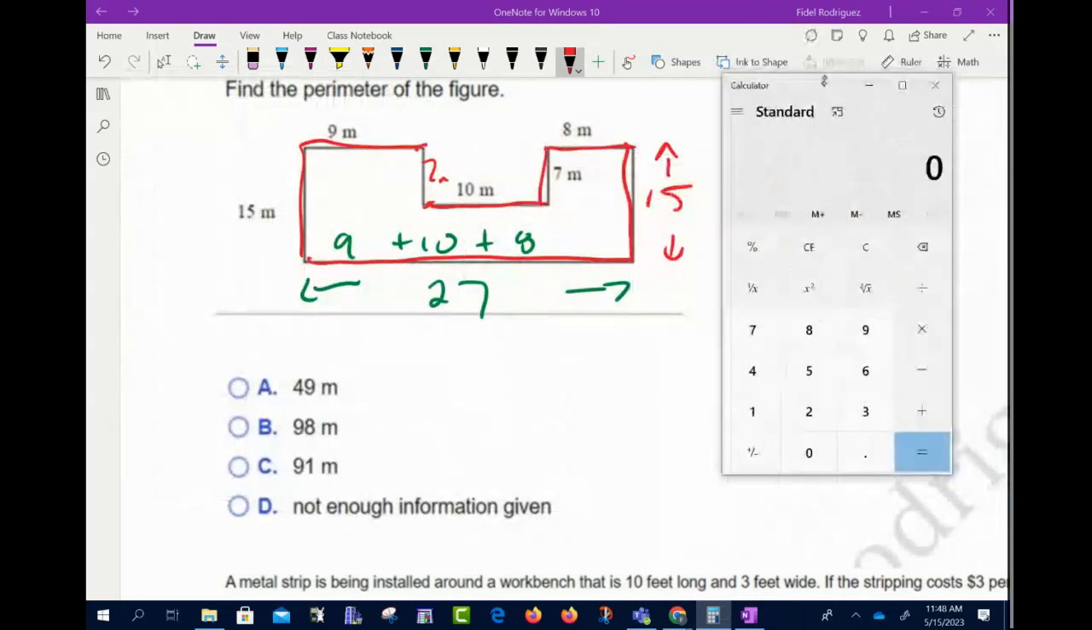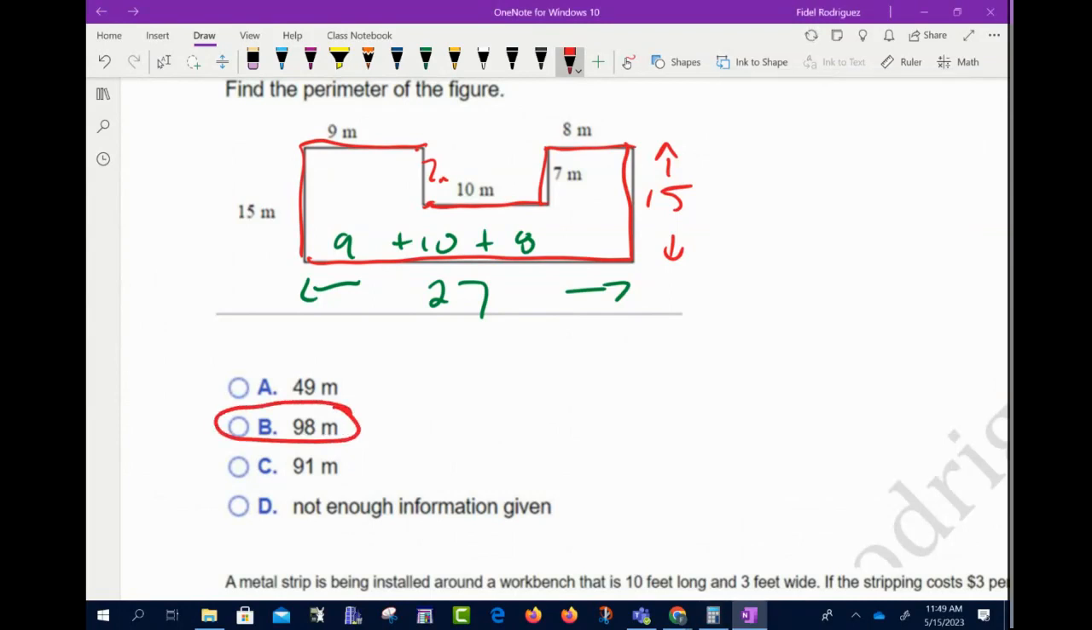Let's start. I'm going to start y'all with the 27. So I'll start 27 plus 15 plus 8 plus 7 plus 10 plus 7 again plus 9 plus 15, 98. There's my answer right there. Boom. Okay.